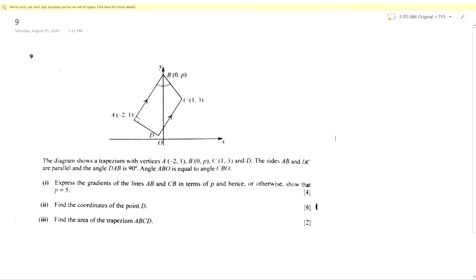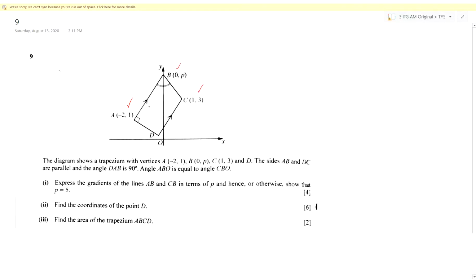Okay, now in question 9, we have a trapezium. They give us the vertices A with the full coordinates. B, we have, because it lies on the y-axis, so the x value is 0. We have an unknown P. C, we have the full coordinates, and D, we do not know what that is.